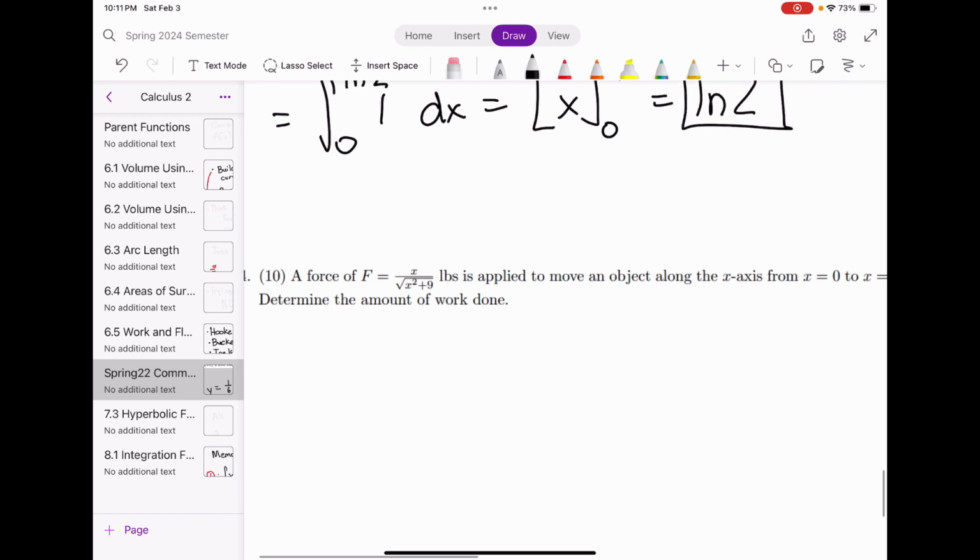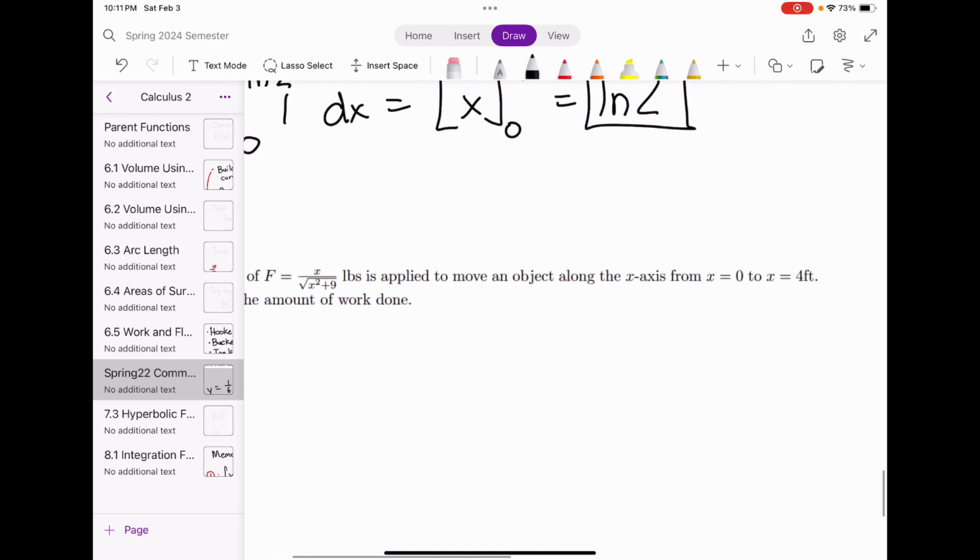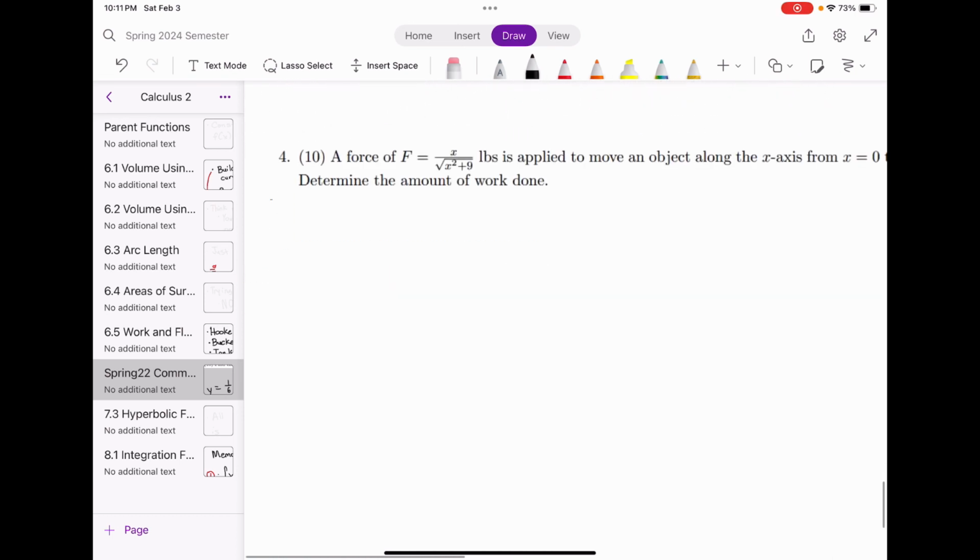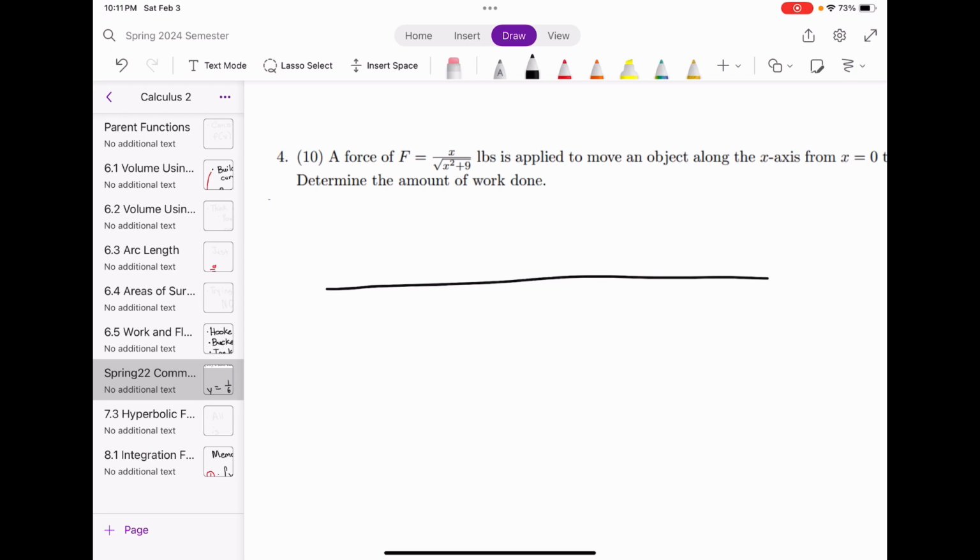A force F, given by this equation, is applied to move an object across the x-axis from 0 to 4. Determine the amount of work done. So I have this little line here with 0 and 4. I have some box that's being moved, and it ends up over here. That's the initial, that's the final.